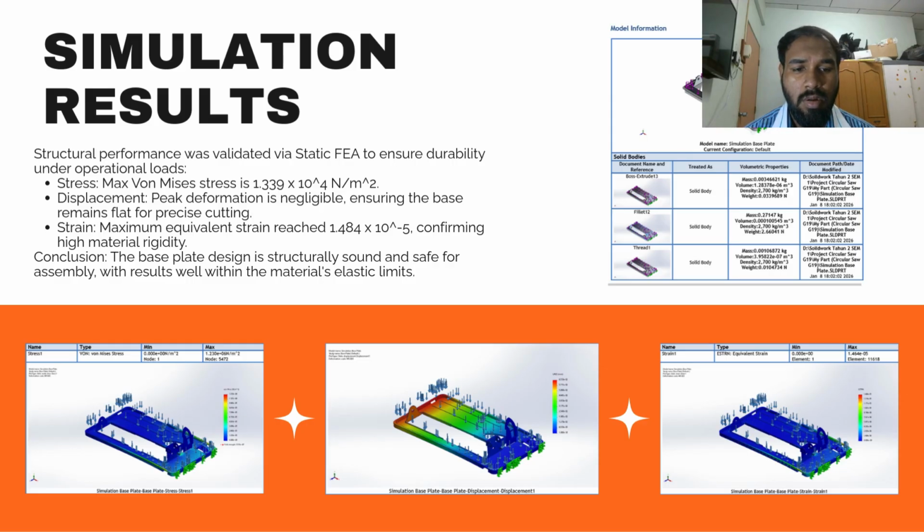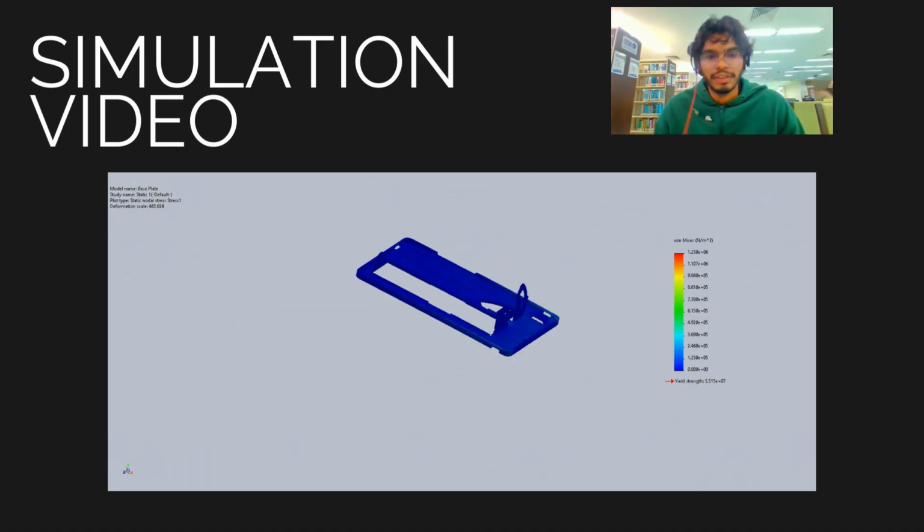The strain result is also minimal, which confirms that the material behaves elastically and remains within safe limits. Overall, the simulation results confirm that the circular saw base design is structurally sound, durable, and safe for normal operating conditions, as all the values are well within the allowed limit of the material. Thank you. Here is the simulation result for our circular saw base plate.